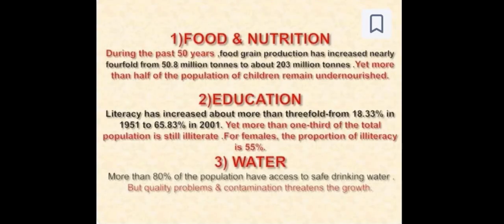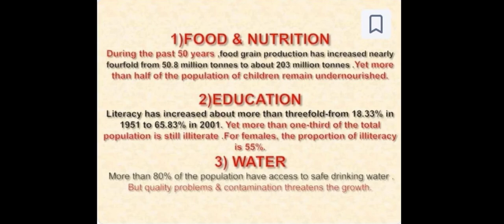Food and nutrition. During the past 50 years, food grain production has increased nearly fourfold, from 50.8 million tons to about 203 million tons. Yet more than half of the population of children remain undernourished. We increased production in 50 years at a very fast speed, but this food is again not enough for our increasing population.